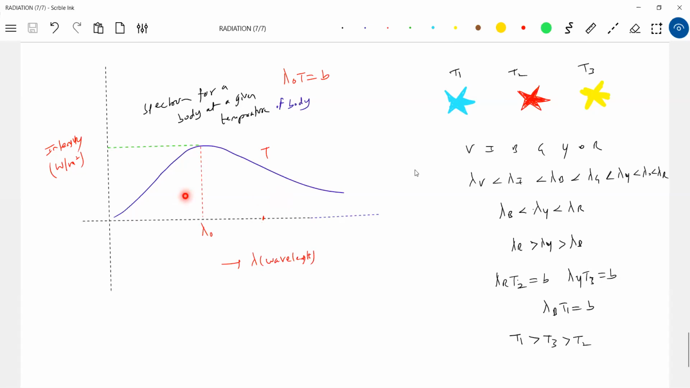A body will give out radiation of all wavelengths. Why is the intensity less here? Why is it more only here? We don't have an explanation. Getting some idea?